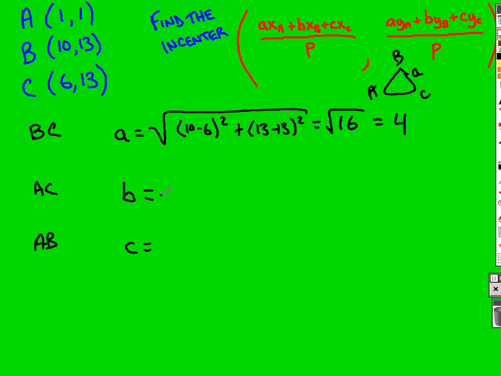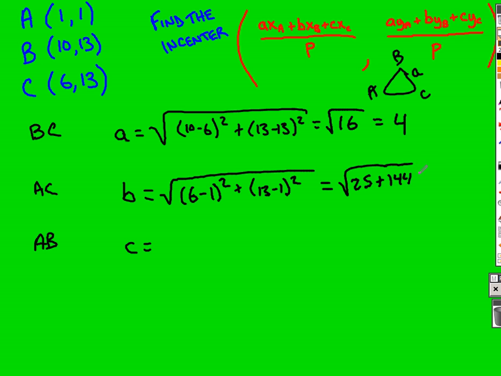When I look at this one, I'm looking at side B, so I'll look at points A and C. So in this one, I'm going to do, for the x values, it should be 6 minus 1, so square those, plus 13 minus 1 for the y's. When I do the squaring, it's 5 squared, which is 25, plus 12 squared, which is 144. That's the square root of 169, which is 13 as my length there.